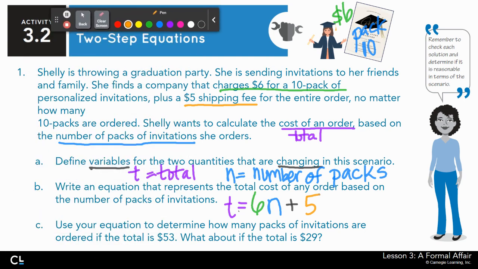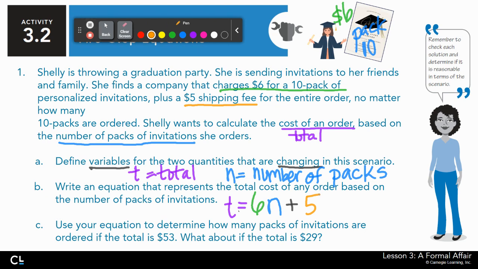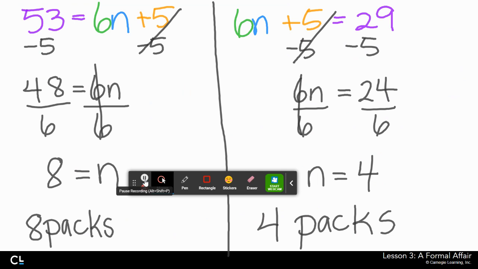Alrighty, moving on to 1C. Now here we're determining the number of packs, so the N, when our total is $53 and $29. Where do you think I would replace that 53 and that 29 in my equation? Which term do you think I would replace those numbers with? Think about that for a second. If you said T for the total, you're absolutely correct. All you're doing is plugging in 53 for T and 29 for T, and then you're solving for N. And here is my work.